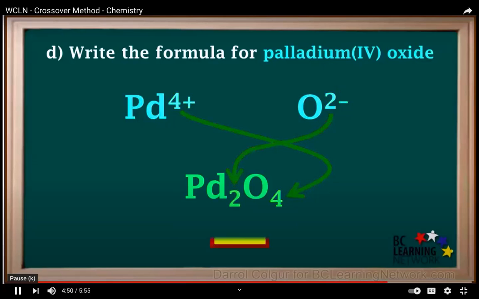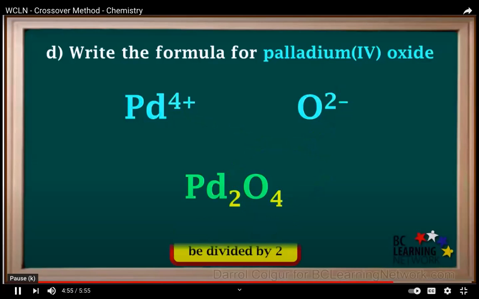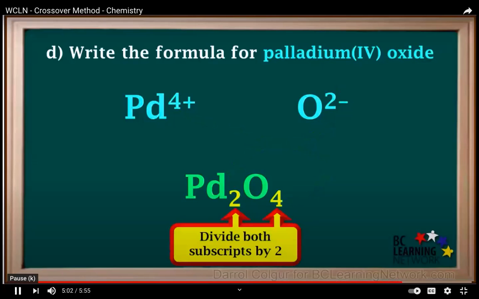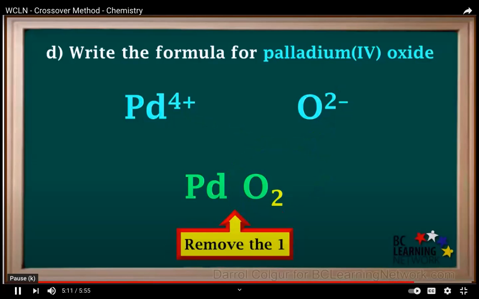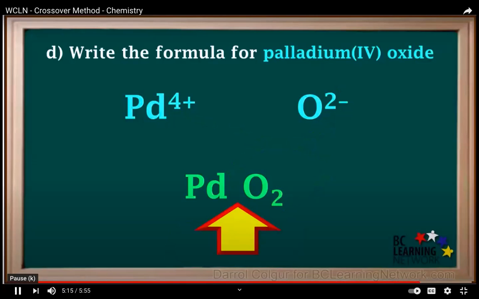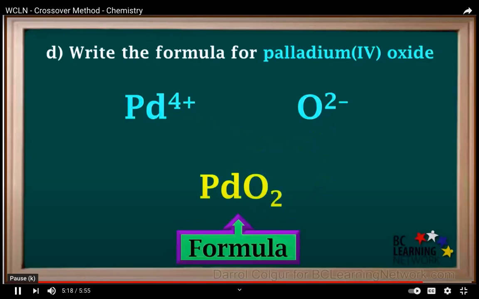Now we have the formula Pd2O4. But we see that both of the subscripts 2 and 4 are divisible by 2. So we simplify by dividing the 2 and the 4 both by 2, giving us 1 and 2. We remove the subscript 1, leaving us with the formula PdO2, which we'll compact and state as the final formula for palladium 4 oxide.